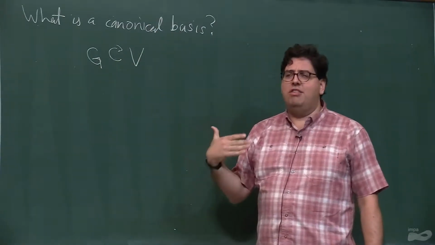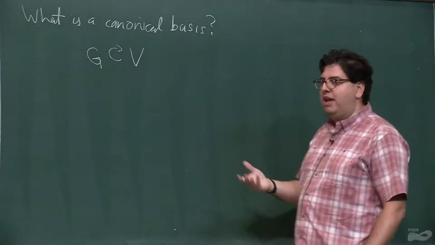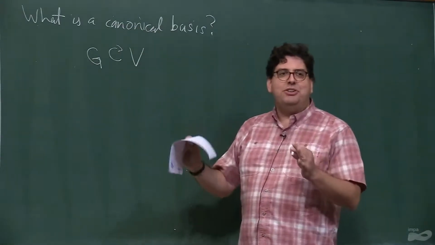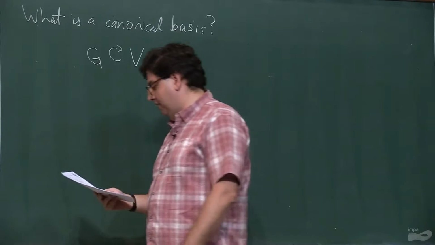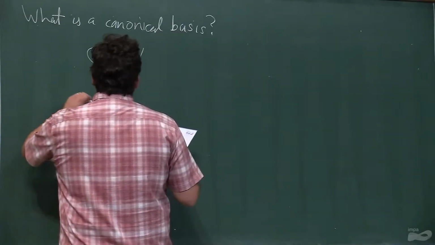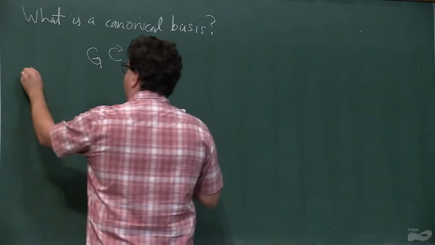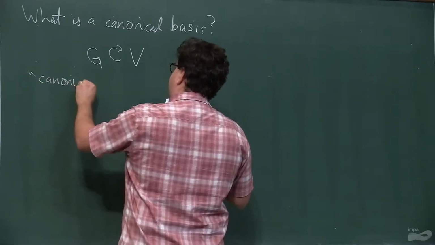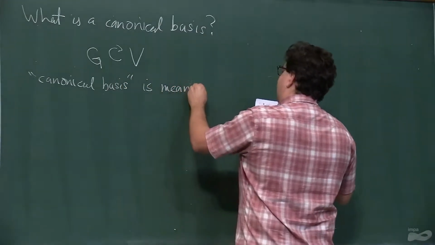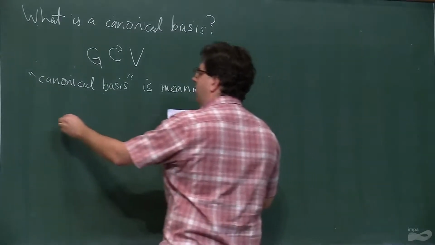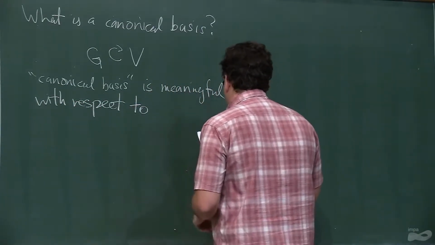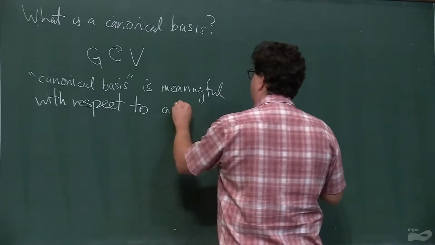It's not canonical in some kind of sense of abstract category theory or functoriality or something like that. It really just means that you have a nice picture of this basis. And nice could mean various things. So usually speaking, it's a basis here. But with this sort of canonical basis, one thing to understand is that it's usually meaningful with respect to a presentation of the group in a certain way.